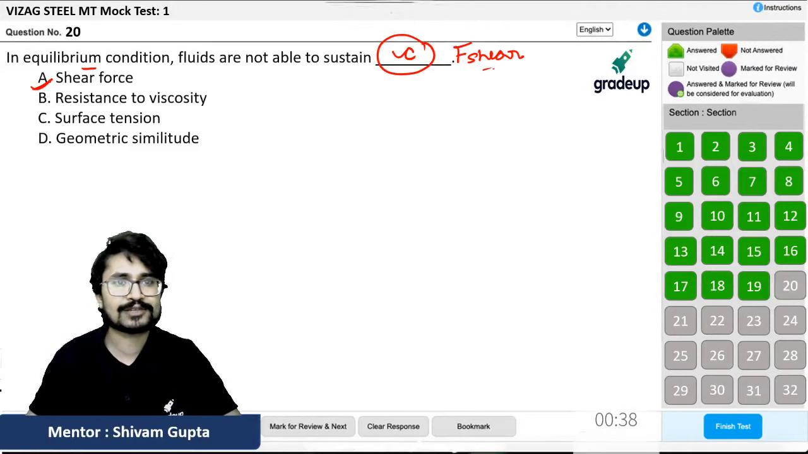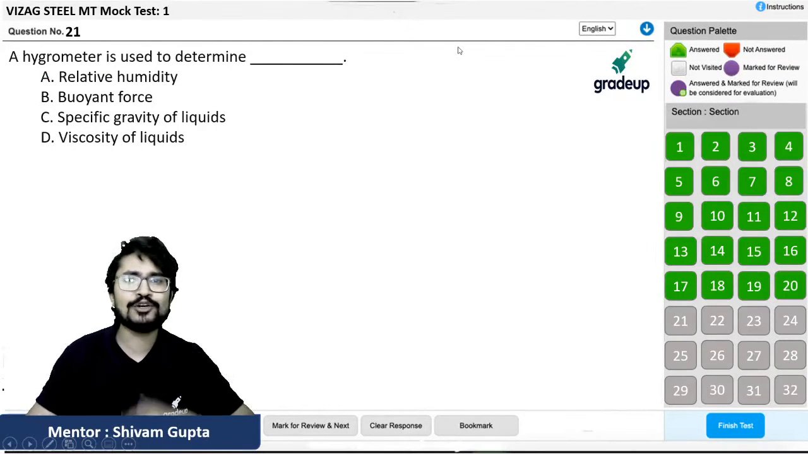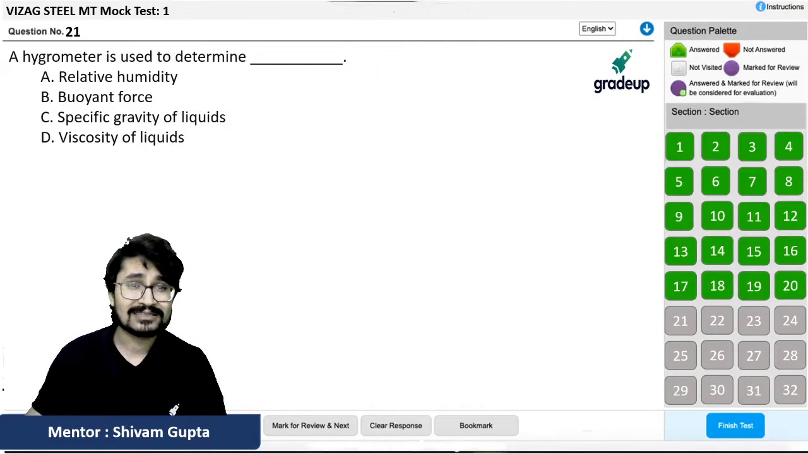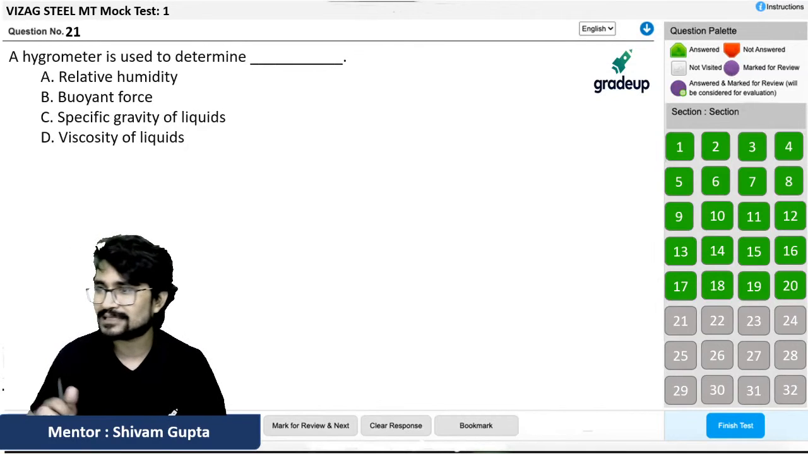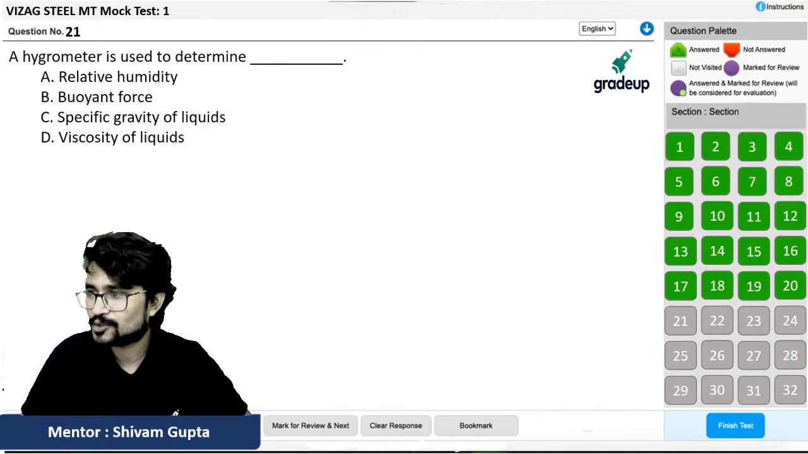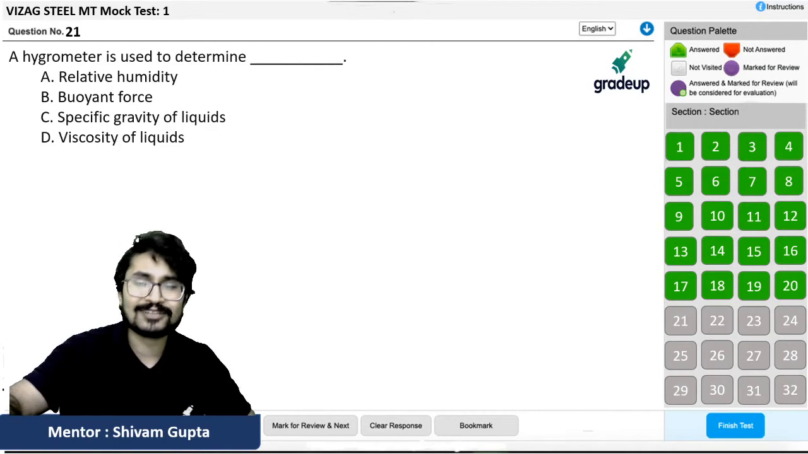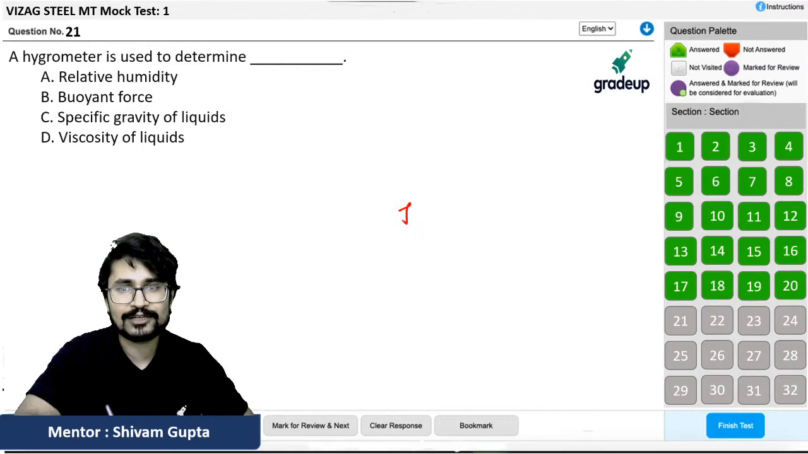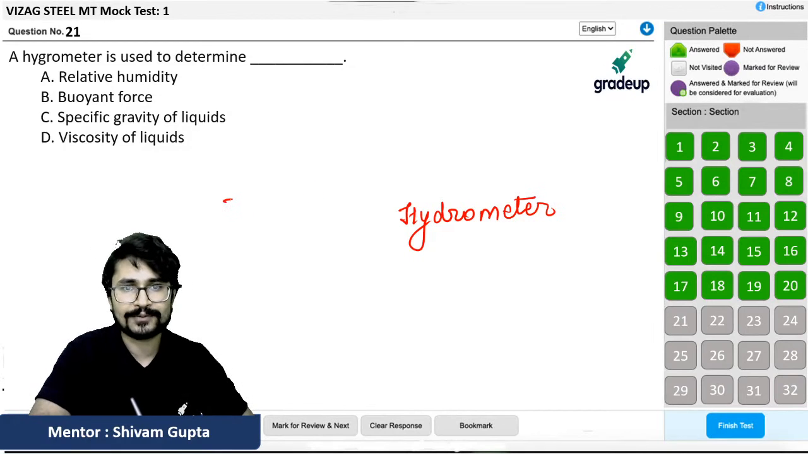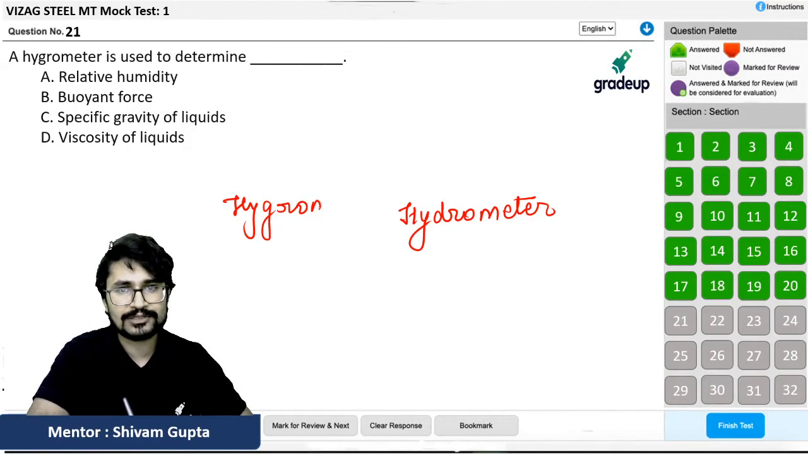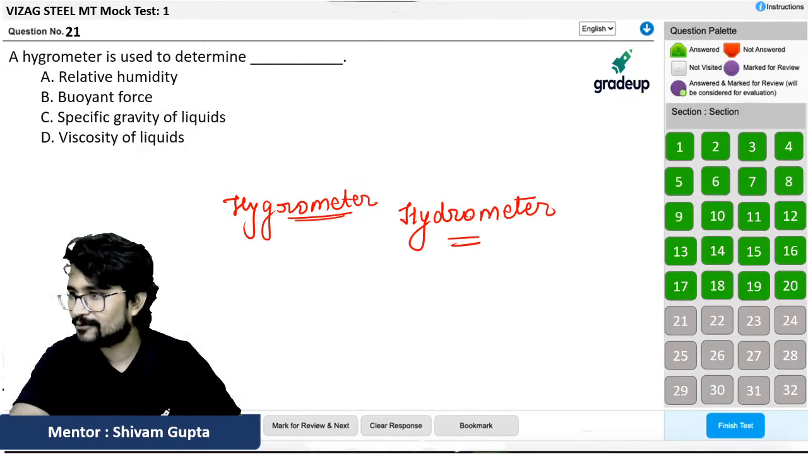Now coming to the next question on your screen, it is saying that hygrometer is used to determine... wow, this is a very good question. Do you know what is hygrometer and where it is used? There are two terms you know very well, that is hygrometer and hygrometer, one is GRO and one is DRO.